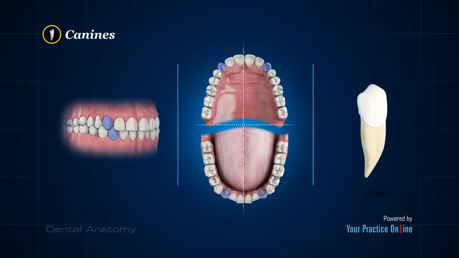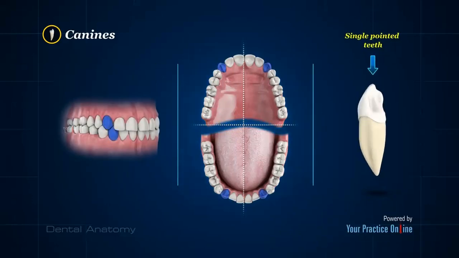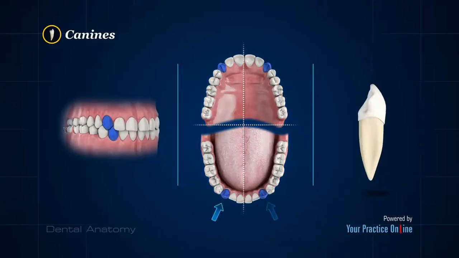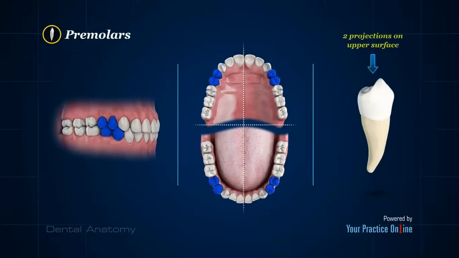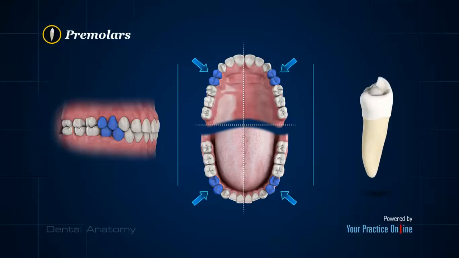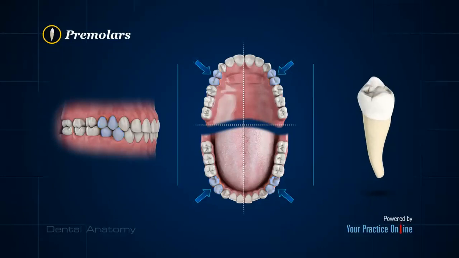Canines. Canines are single pointed teeth. There is 1 canine present in each quadrant at the side of the incisors. Canines help hold and tear food. Premolars. Premolars have 2 projections on their upper surface. There are 2 premolars present in each quadrant just after the canines.